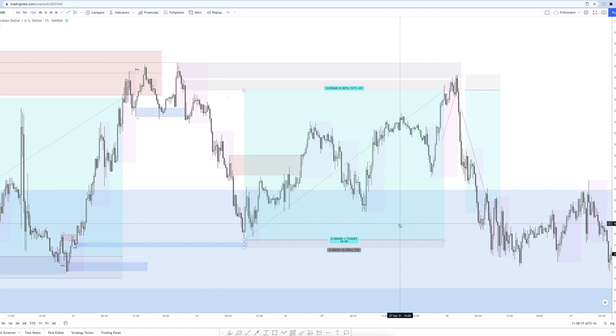Sorry, you guys probably heard my door close behind me. But instead of looking at dollar sign and pips, I would pay attention to percentages for risk.